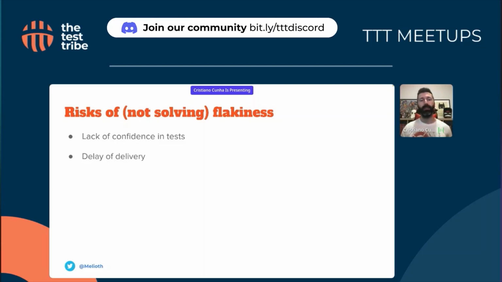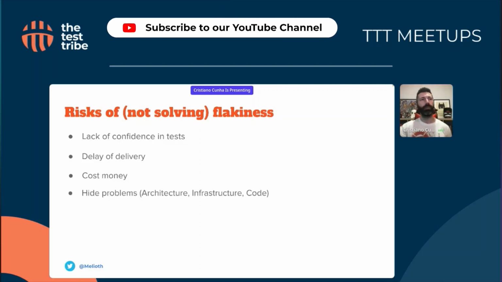So the delay is something that will happen for sure. And it will cost you money, because your testers, your team will need to look at it. The maintenance of tests will be hard. The delivery, if it's delayed, will cost you money also. So it's everything that you don't want to happen. And of course, this is something that is really, really important.